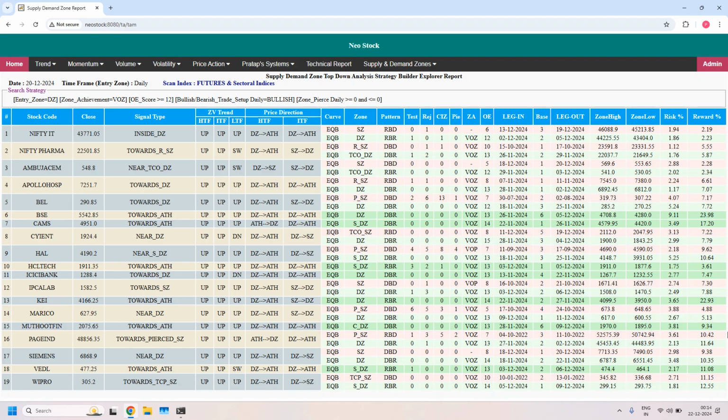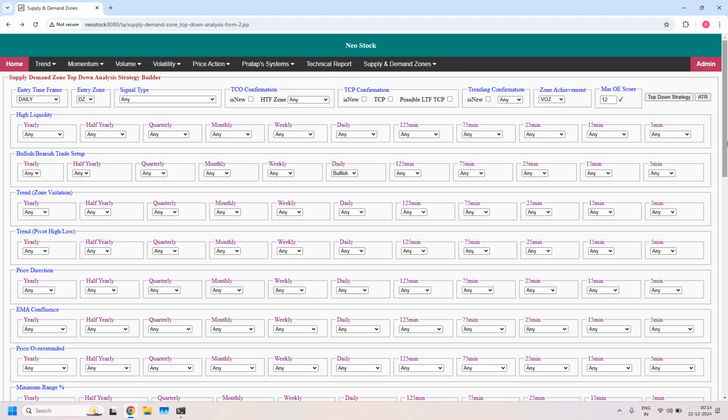Out of these 19 daily demand zones, there could be some high probability trade setup zones based on zone confluence and EMA confluence, as per the concepts learned in lesson 27 strategy. So let's filter them. First filter is LTF and ITF demand zone confluence.